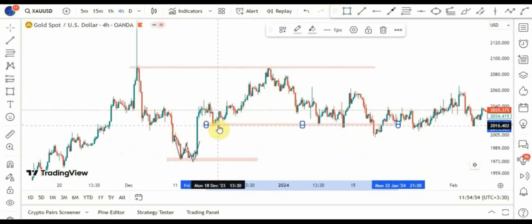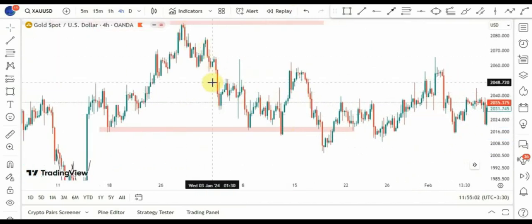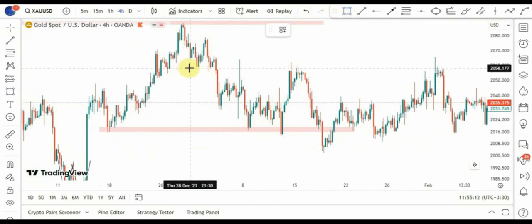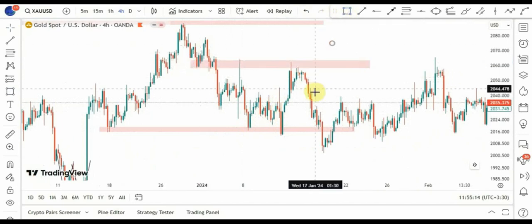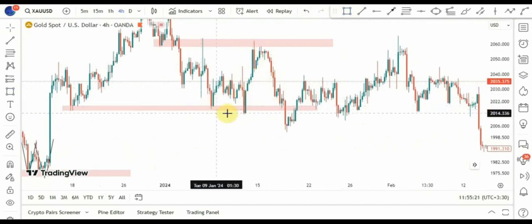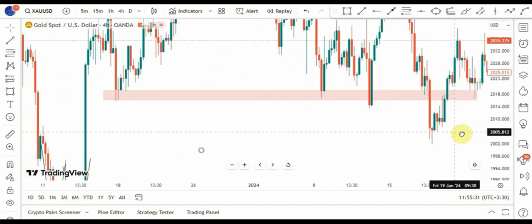This is our support level. And when price came down to the first touch of this zone, it again went up till this zone, and then came down for the second touch of this zone. We can see in the second touch the penetration of the price right here. This is the penetration of the price.